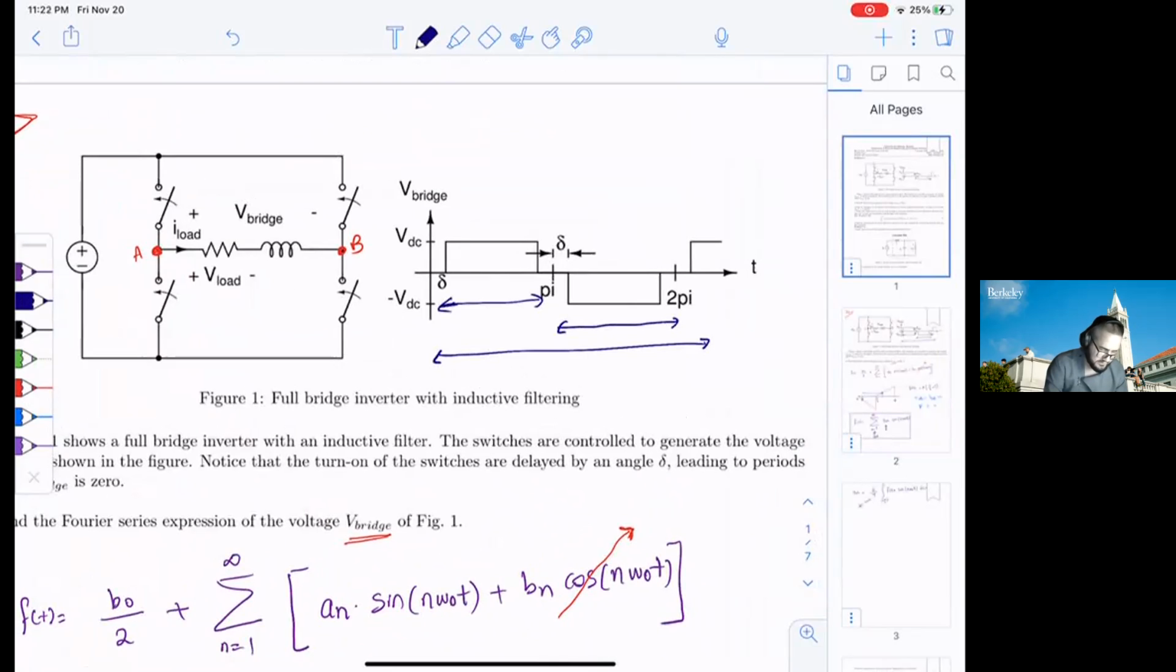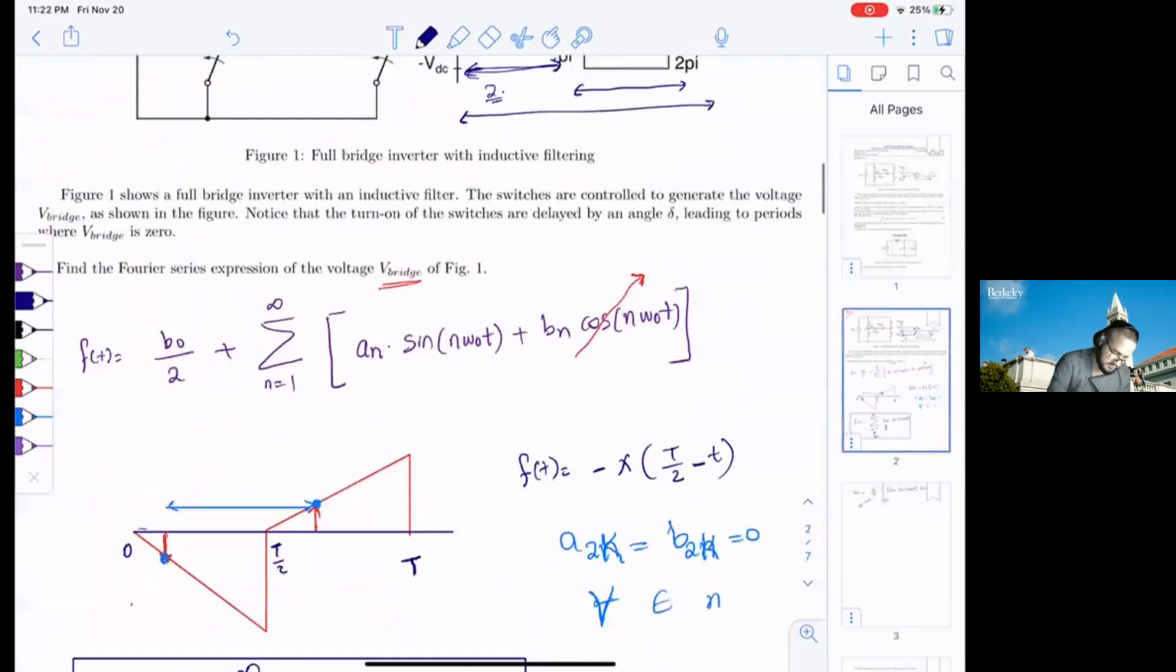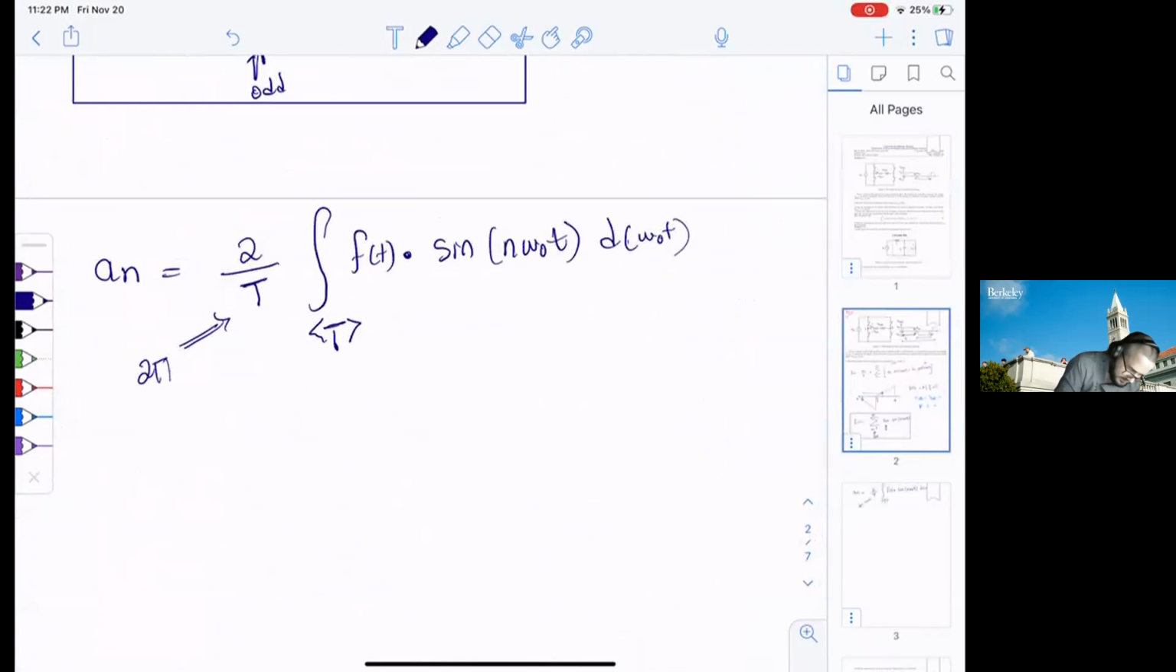It's fully symmetric, so I don't really need to do anything. All I'm going to do is this integration from 0 to pi and multiply it by 2. That should give me this integration fully. So coming back right here, I'm going to rewrite a sub n is equal to 2 over 2 pi from 0 to pi. So 2 over 2 pi, I'm just going to multiply it by 2, as I said. So I'm going to put 2 right here.